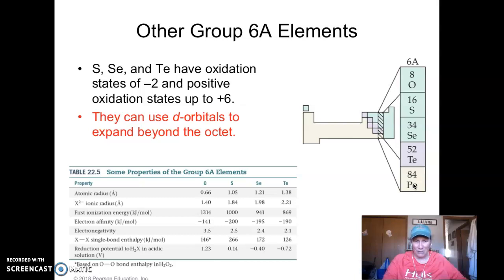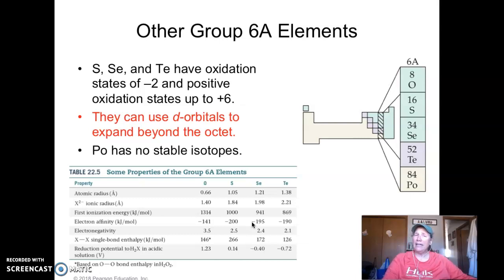And you can see down here, it shows you, again, how much they get bigger, their radius gets larger, and so on, their ionization. Oxygen's the highest because usually the smaller ones have the higher ionization, and so on. But again, sulfur of all those would probably be used. Selenium is used as well. It's an important mineral in the soil, okay?